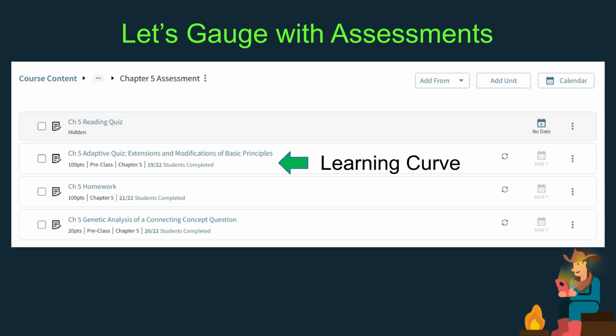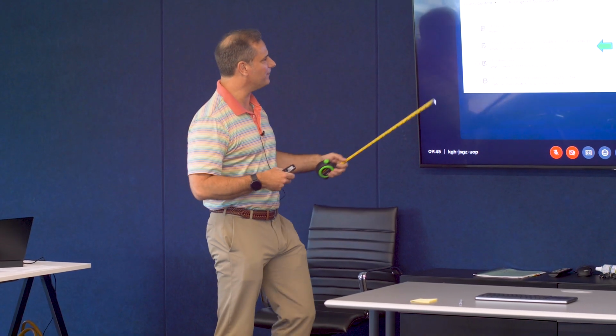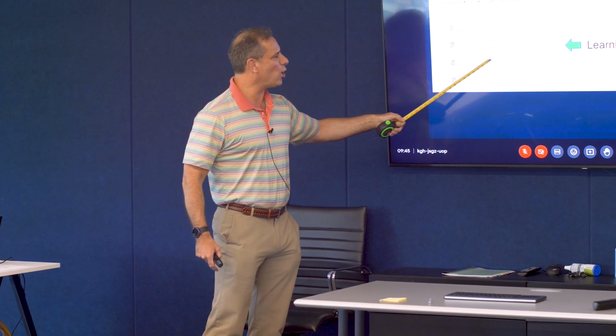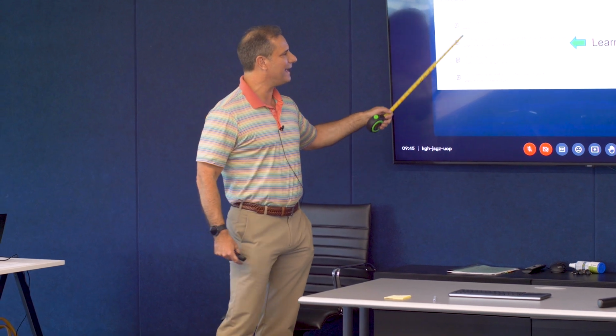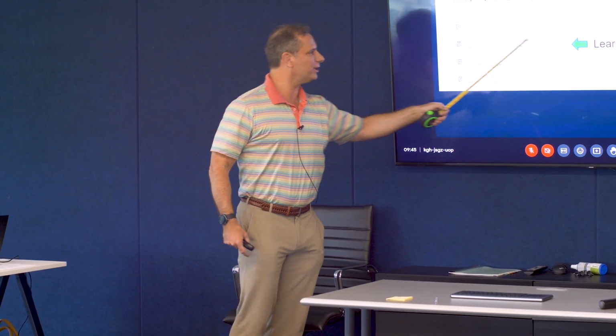So what is learning curve? So here you have a classic reading quiz. You have to read it, and then you get feedback from that. The classic homework, which are quizzes. And then the learning curve is an adaptive quiz. So that's an algorithm. So if students miss certain questions, then additional questions that come from a pool of questions are administered so gaps of knowledge can be filled.